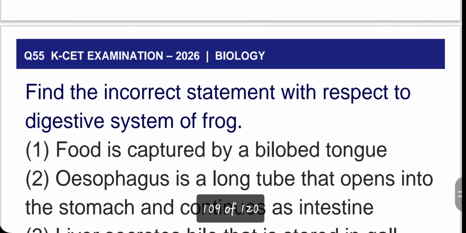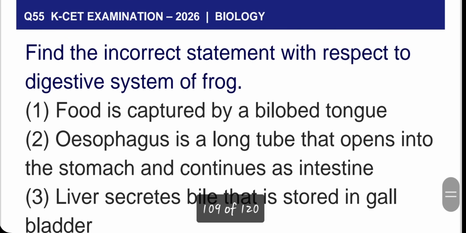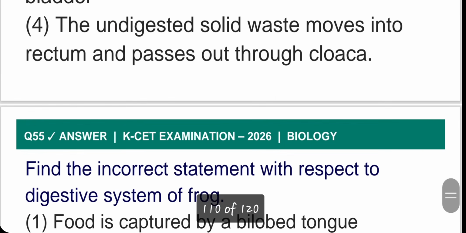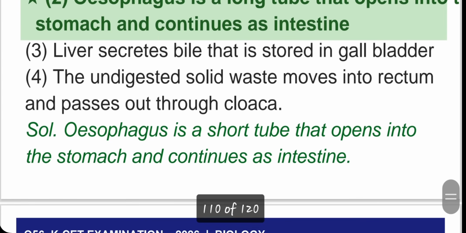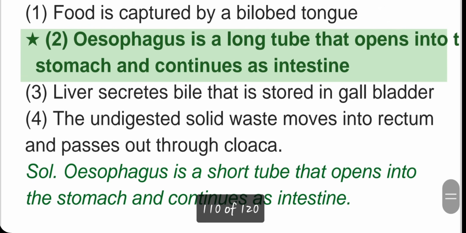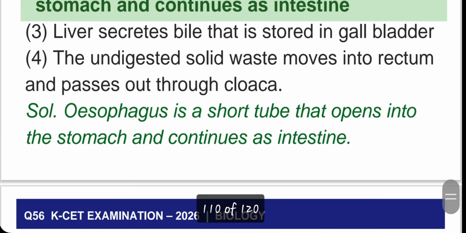Find the incorrect statement with respect to the digestive system of frog. Food is captured by a bilobed tongue. Esophagus is a long tube that opens into the stomach and continues as intestine. Liver secretes bile. So esophagus is a long tube is the incorrect statement, because they have a short tube that opens into the stomach and continues as intestine. They are carnivorous animals, and that is the reason for them to have a short tube. So the second one is the incorrect statement.